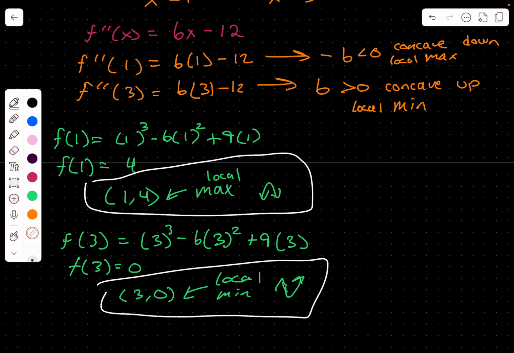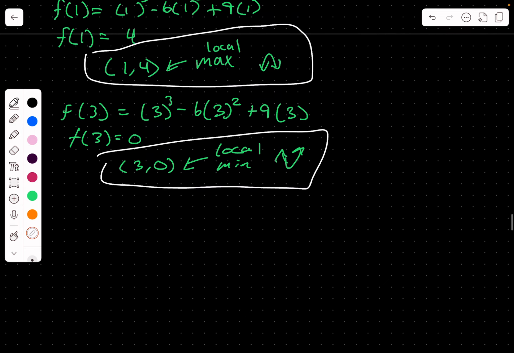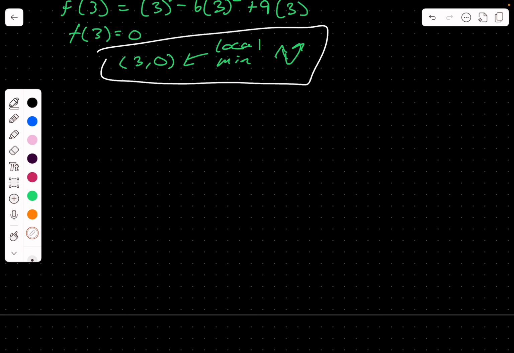Now let's go in and find our inflection points. So remember, our inflection points are just a point of a curve at which a change in the direction of curvature occurs. In order to find our inflection points, this is where the second derivative really comes into play. We must take our second derivative, I'm going to do it in blue. Our second derivative was 6x minus 12. We must set it equal to 0 and find our x value.